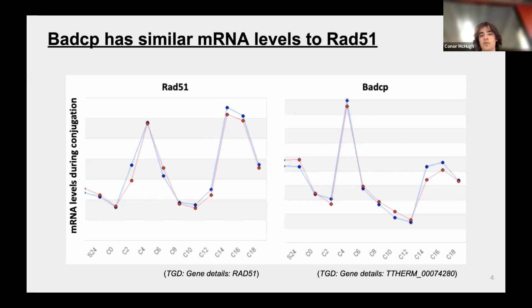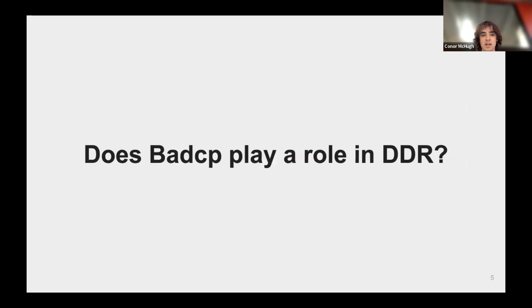Moving on to the graph on the right, this is the mRNA level profile for our gene BAD-CP, which currently has an unknown role, but it's to be noted that there are also two peaks of upregulation during conjugation. This could be attributed to a whole lot of different factors other than DNA damage, but in the context of this experiment, it's important to note this similarity. Given all this preliminary and background information, we came up with the experimental question of whether our gene BAD-CP played a role in the DNA damage response or not.